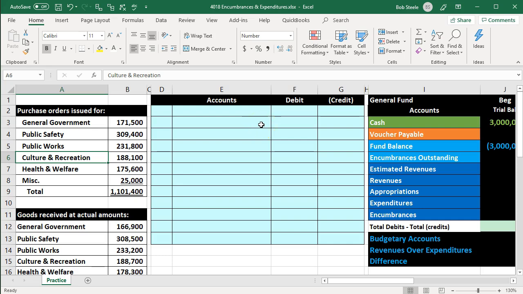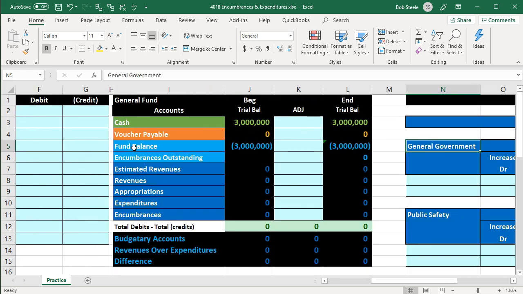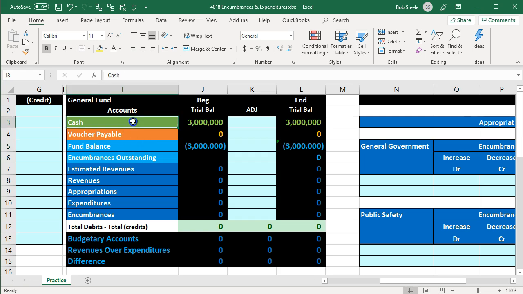In this presentation, we will record transactions related to encumbrances and expenditures. The information will be on the left-hand side. We'll put that information into the blue area on the right-hand side, including the general journal that will then post to the trial balance. The trial balance will just give us an idea of these types of accounts so we can understand these governmental accounts, where they fall, where they line up.